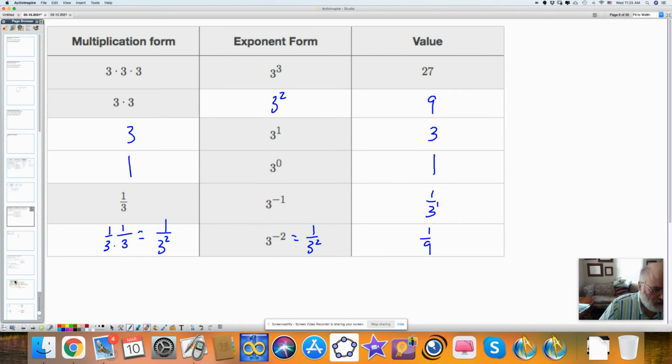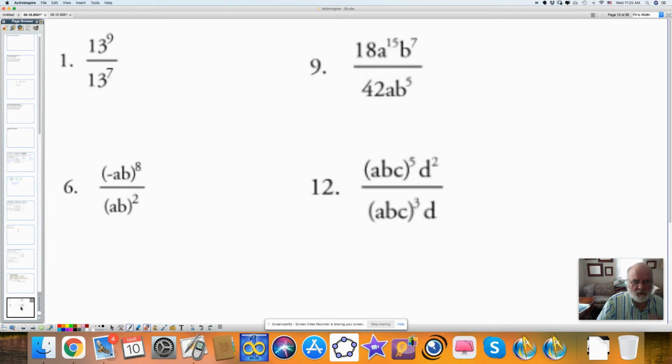If I can find my page here. Some examples from the homework. When you have a quotient and you have the same base, I can subtract the exponents. This is the same as 13 to the 9 minus 7, which is 13 squared, which is 169.